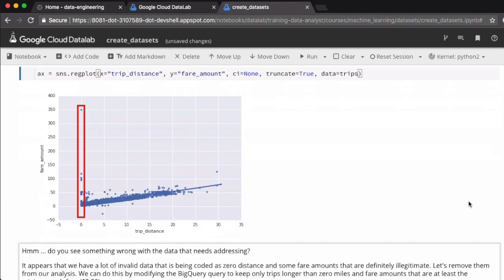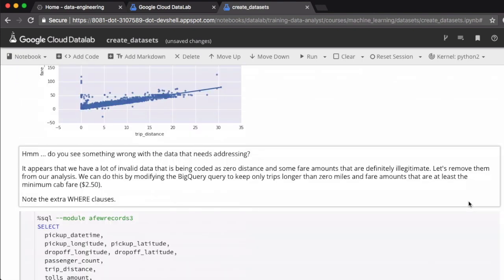We go ahead and display this to screen, and right away we can see that there are a whole bunch of trips where the trip distance is 0 but where the fare amount is quite large. We also have a number of trips where the trip distance is greater than 0 but the fare amount is 0. Both of these represent sets of points that we need to clean up.